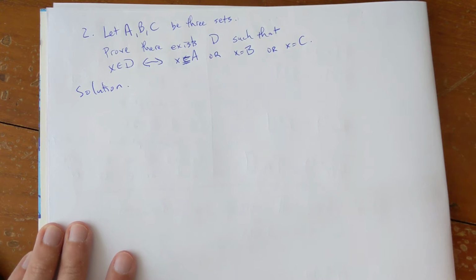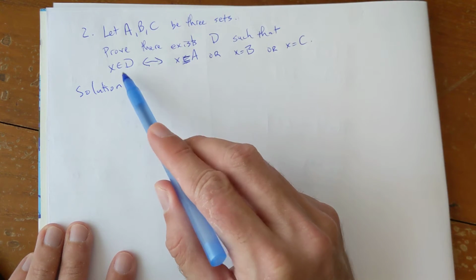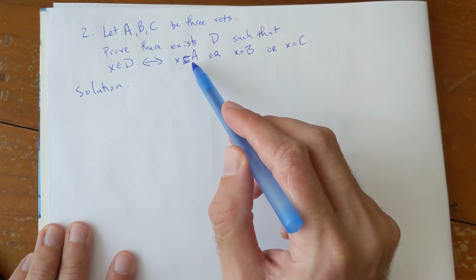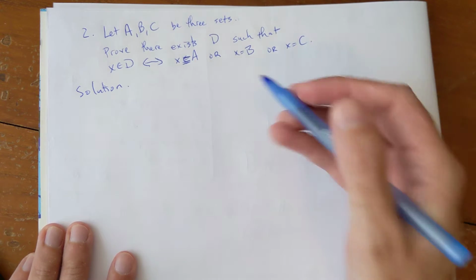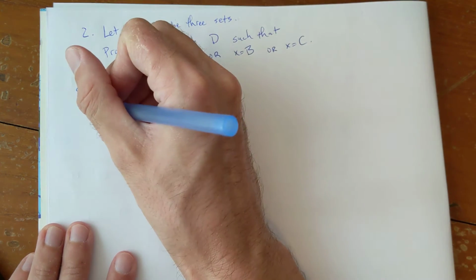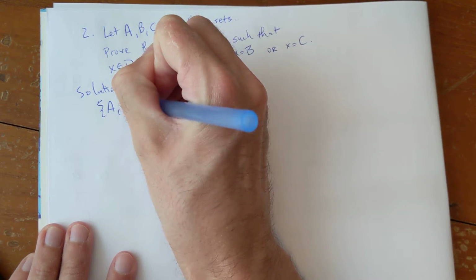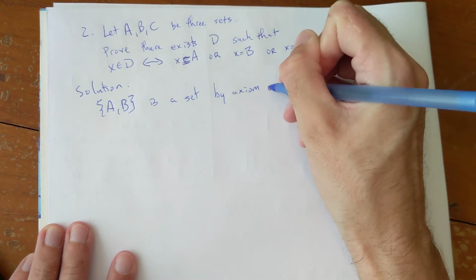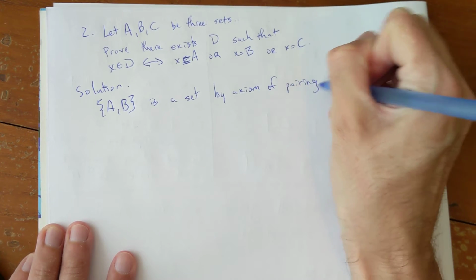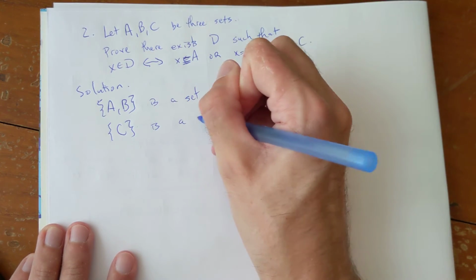Okay, for the first question, we're given 3 sets, and we have to construct a set D such that the elements of D are exactly A, B, C. So first let's just construct the ordered pair of A and B. This is a set by axiom of pairing. This is also a set by axiom of pairing.